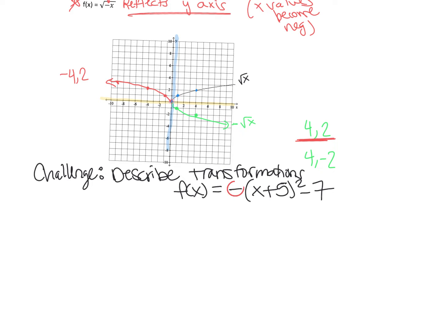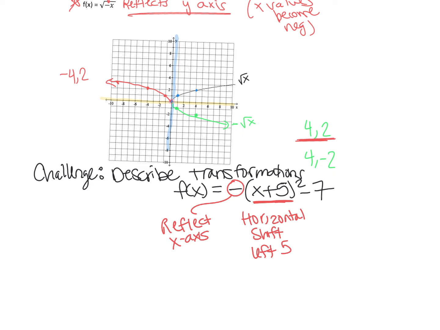I have a negative. That's going to make it reflect the x-axis since it's in front of the function. And then the x plus 5 will be a horizontal shift to the left, or translation, you can use either word. So that would be to the left 5. I know it's crazy, but because it's a positive, it actually moves it to the left and not the right.